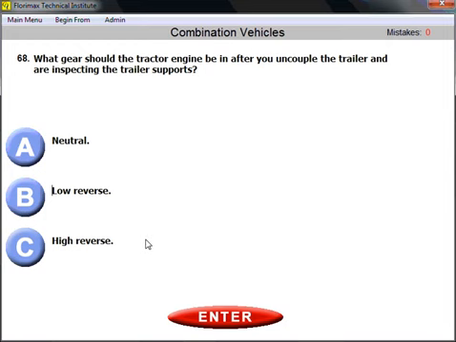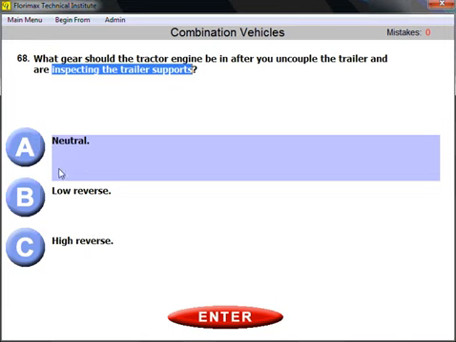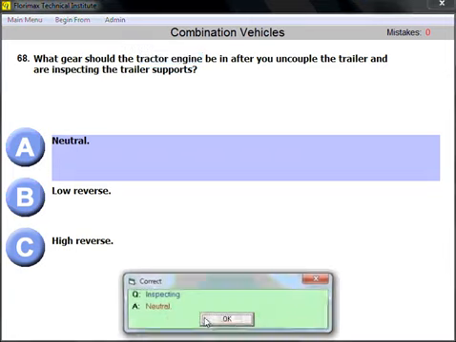Question number 68. What gear should the tractor engine be in after you uncouple the trailer? And now you are inspecting. Again, think logically. You uncouple and you are outside. You are inspecting the trailer supports. And what gear should the engine be in? Neutral gear, definitely, right? For the vehicle not to move, not to drive away without you. So when you inspect the trailer supports, the tractor engine should be in neutral gear.